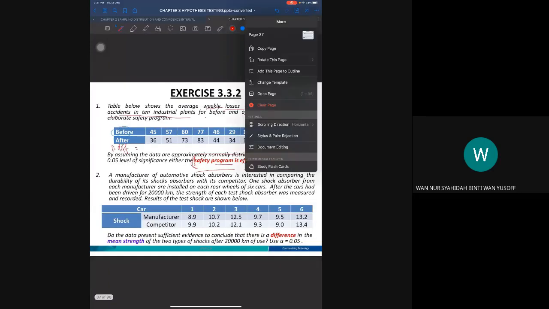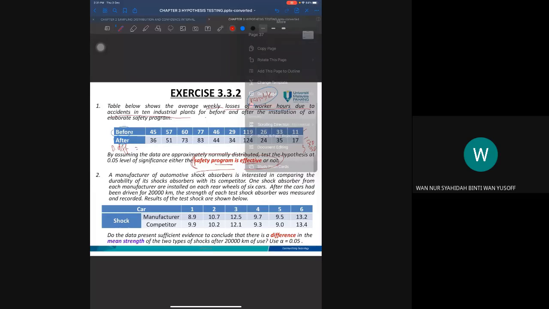Exercise this one. The analysis here is similar to a single mean. What is the variable? The number one, what is your variable?